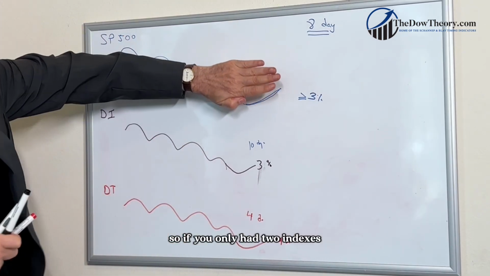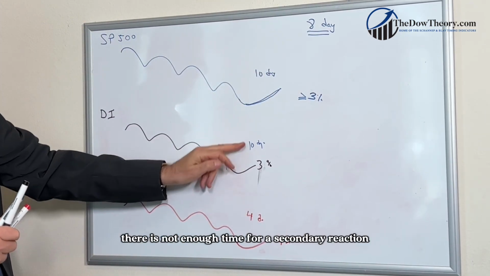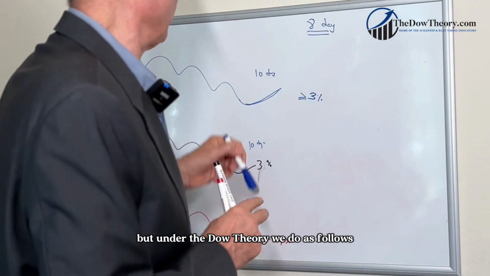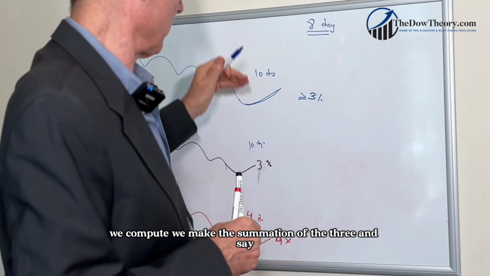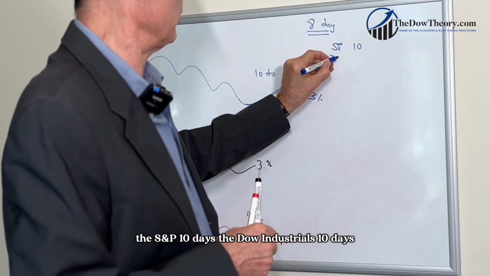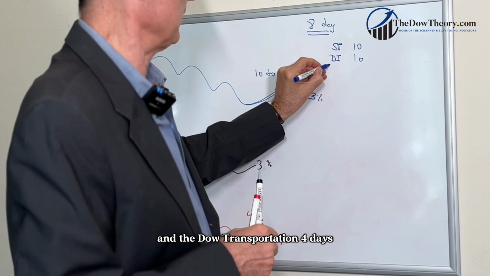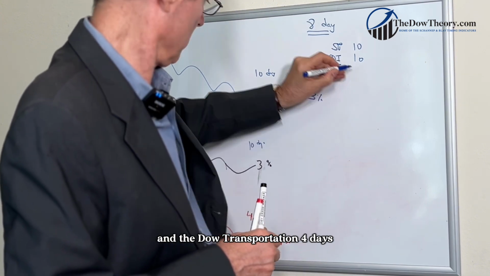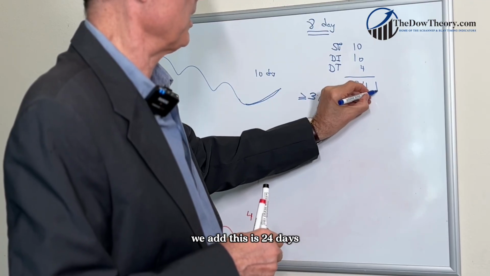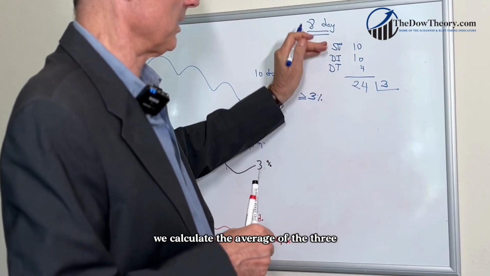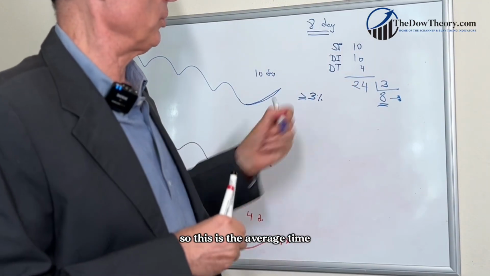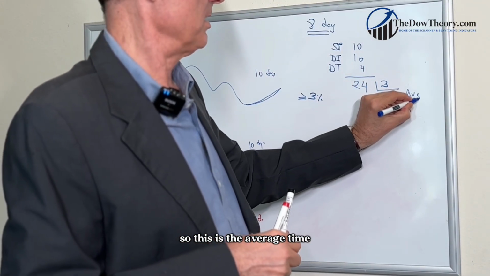So if you only had two indexes, there is not enough time for a secondary reaction. But under the Dow theory, we do as follows. We make the summation of the three and say, okay, look, the S&P, 10 days. The Dow Industrials, 10 days, and the Dow Transportation, 4 days. We add, this is 24 days, we divide by 3, we calculate the average of the 3, and 8 times 3 is 24. So this is the average time of the rally.